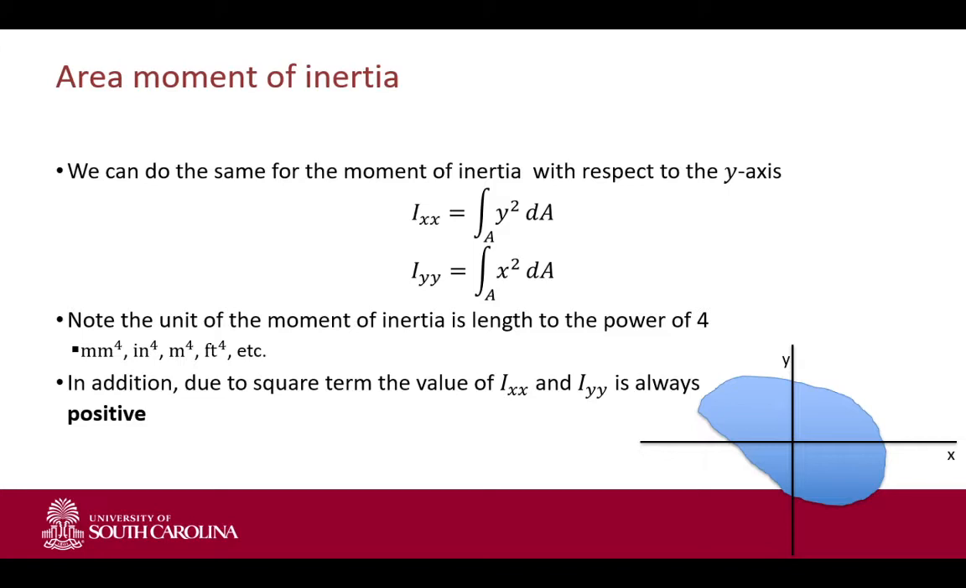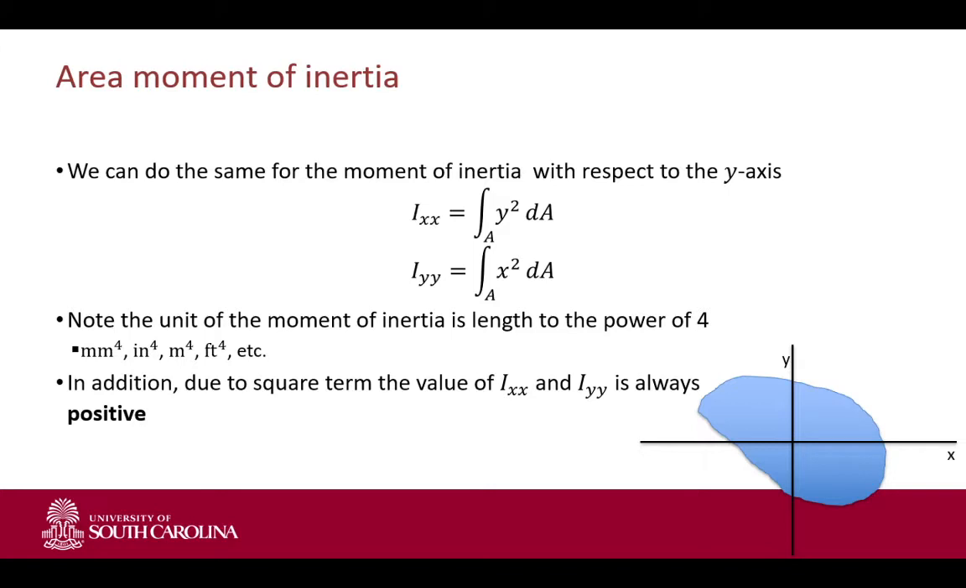We also note that since it's an integral over the area with the x and y coordinates squared, the units of the moment of inertia are always to the power of 4. That's a common sense check you can do for yourself: if the units are off in a unit analysis, you can see that you did something wrong. So it's always length to the power of 4: millimeters, meters, feet, or inches to the power of 4.